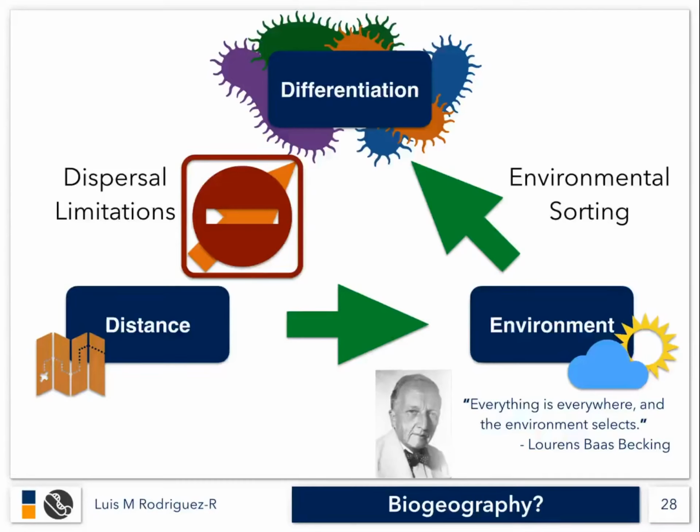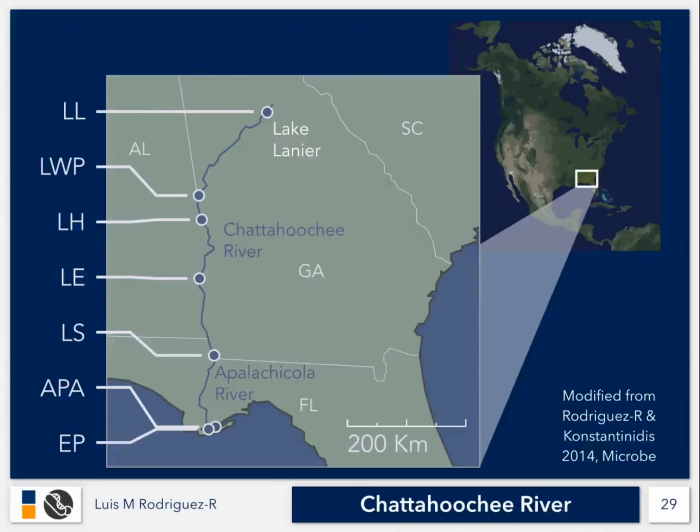Distance doesn't matter because microorganisms, because they're so tiny, can disperse so easily. So they're basically everywhere around the world, and all that matters is environmental sorting. So that becomes an open question: do we even have biogeography in microorganisms?